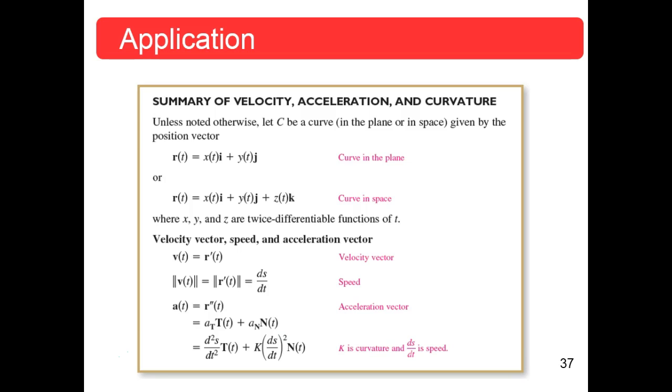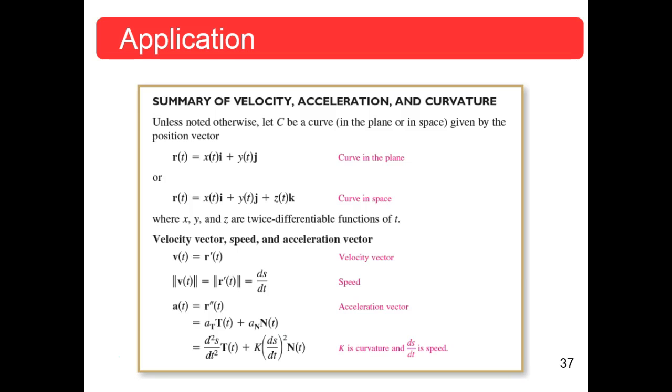Now, remember, this is not an easy thing necessarily to get. It's not impossible, it's just the magnitude of the velocity vector. So once you get that in terms of t, then take another derivative of it, and you've got the acceleration component in the direction of the unit tangent vector.